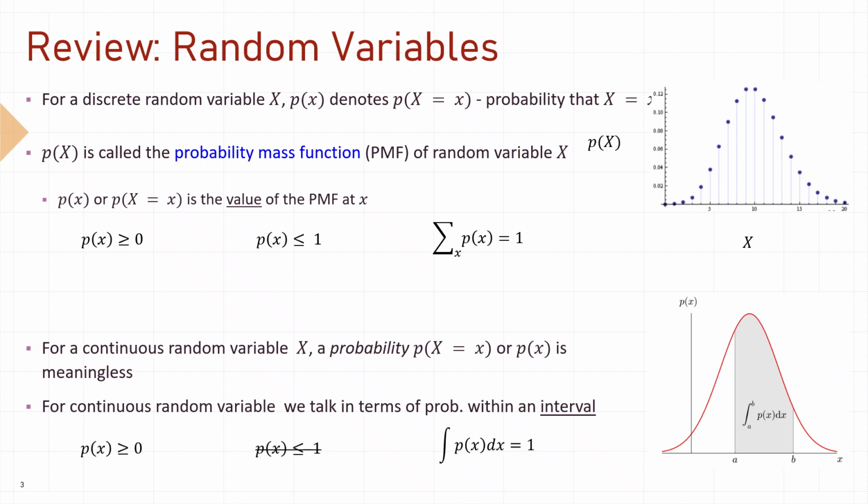To calculate the probability that a continuous random variable falls within a range, such as between A and B, we use the integral of the probability density function over that range. This integral represents the area under the curve of the probability density function within the specified interval. Properties of a probability density function.